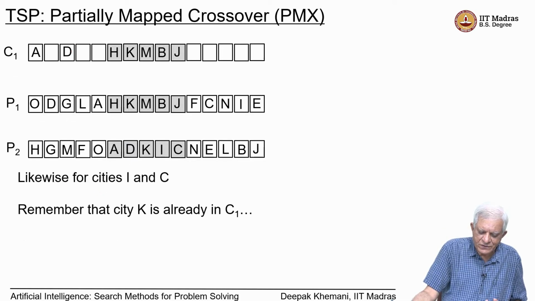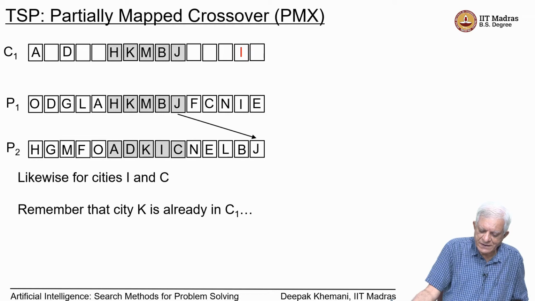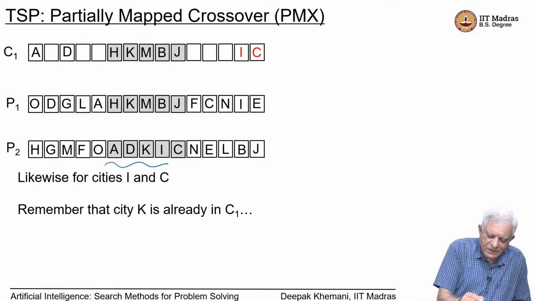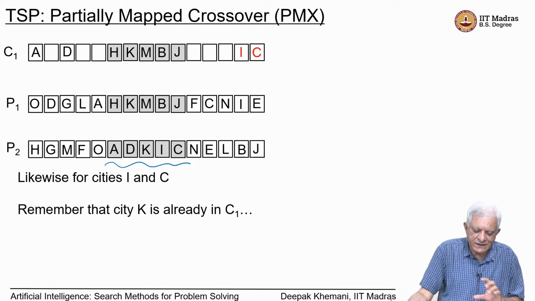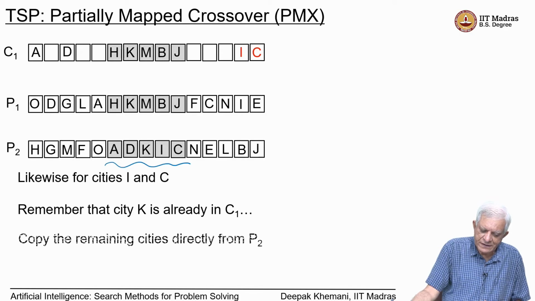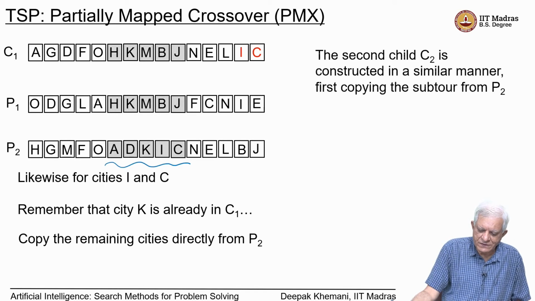In this process, we do the same for cities I and C, and remember that K is already in C1. So now I finds its place, then C also follows the partial map and finds its place. Now we have taken care of all the cities which are in the shaded part of the subtour. The remaining cities are simply copied directly from parent 2 to child 1, and there is not going to be any conflict. What we get is a legal, valid tour, and this is how the partially mapped crossover operator works.